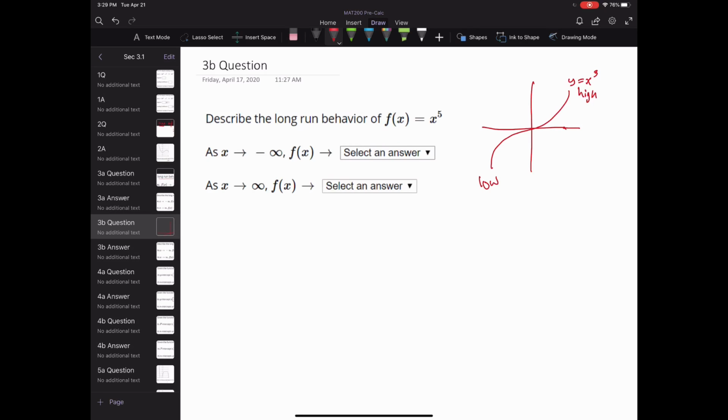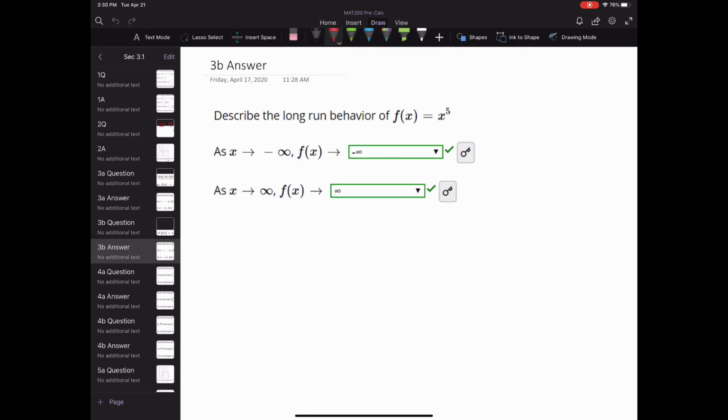So what happens as you choose values of x going towards negative infinity? Well, y also goes towards negative infinity. But what happens if you choose x values that are going towards positive infinity? Well, you also get corresponding y values that go up to positive infinity. So there you go.